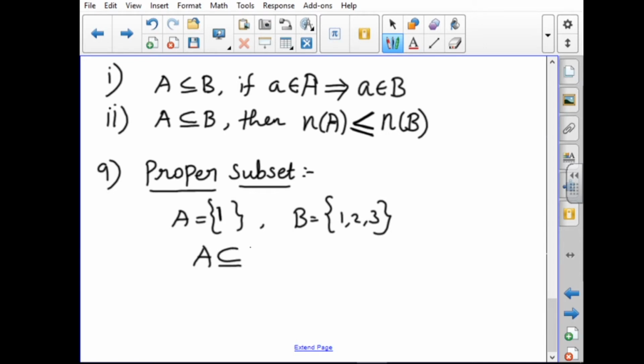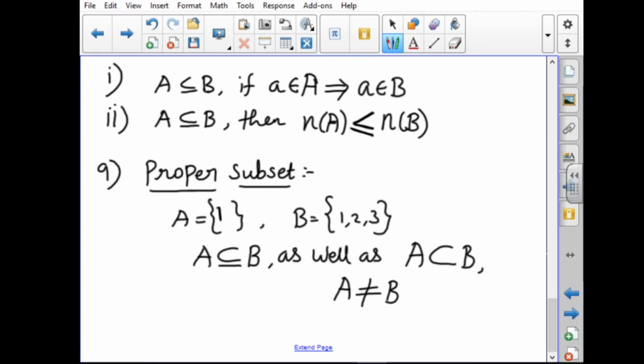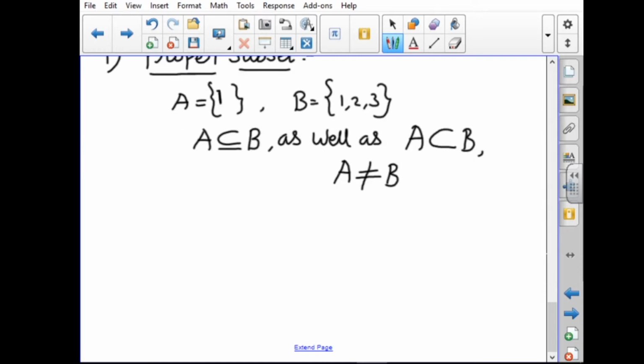As well as, A is a proper subset of B, because the set A is not equal to B set. Proper subset means the set A is not equal to B, then only it's a proper subset. The definition is, let A and B be two sets. If A is a subset of B and A is not equal to B, then A is called a proper subset.